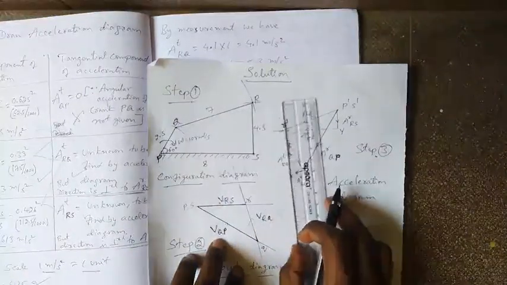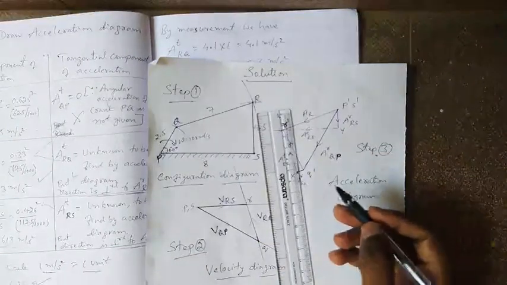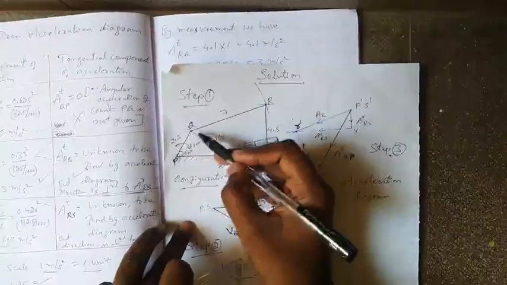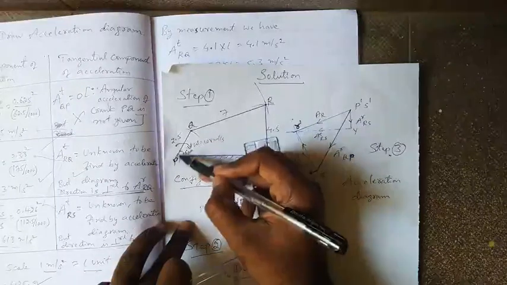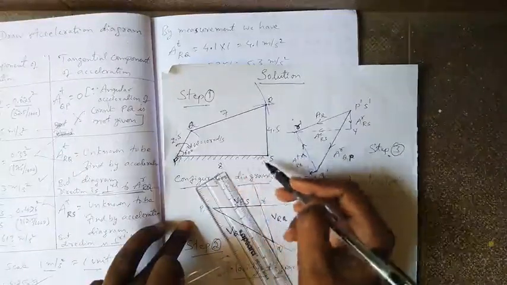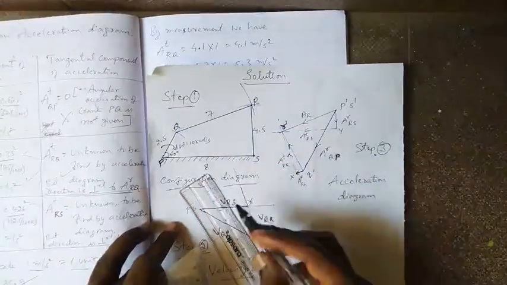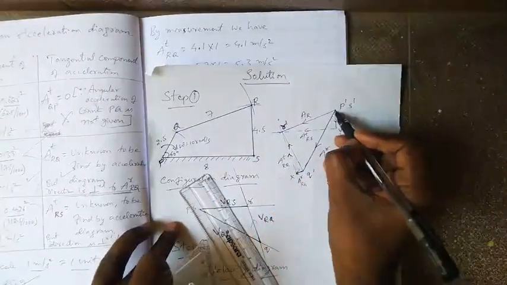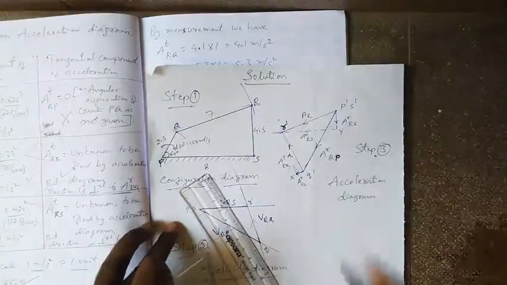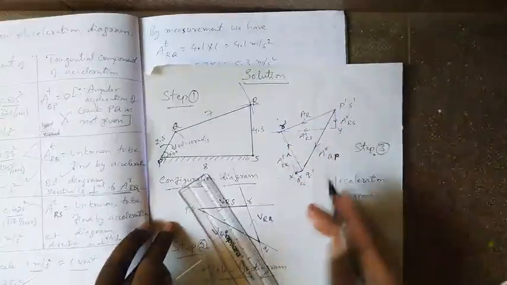So the radial component 6.25 will be parallel to the link. QP link means this is the QP link. So parallel to QP I need to draw a line. Before that, the fixed points are P and S. Let us consider one fixed point. Even if we have 3 to 4 fixed points, we will take only a common point for drawing the velocity diagram and acceleration diagram. So let us consider this point as P dash and S dash for the acceleration diagram, the fixed point.